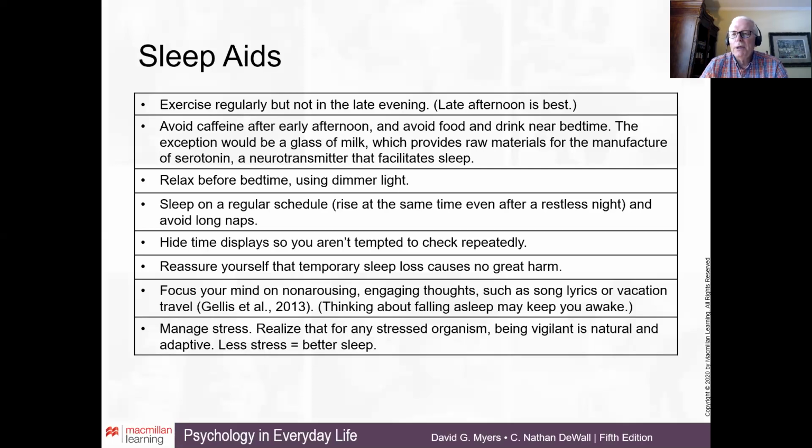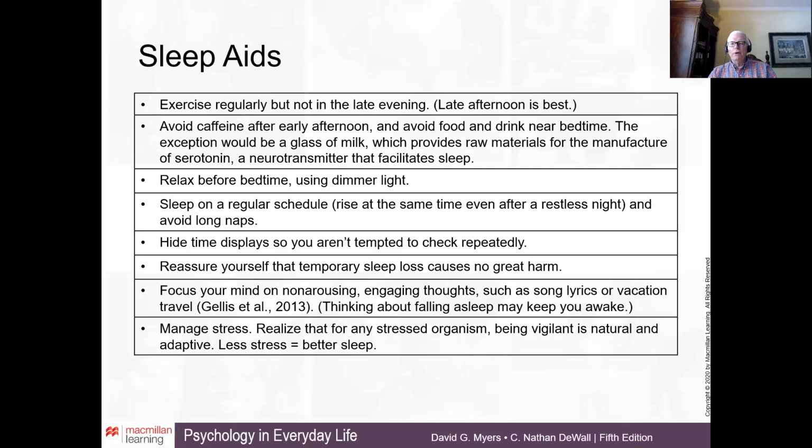It's helpful not to be easily able to look at what time it is when we're sleeping. So hiding time displays so you aren't tempted to check them repeatedly. This is something that we could very easily do. I've done it many times where, especially if you get up early in the morning or you have something really special that you have to get ready for, you're afraid you might not get up in time for it. So you wake up many times during the night, checking the clock to make sure you haven't slept through it.